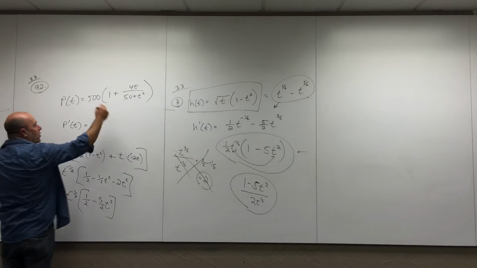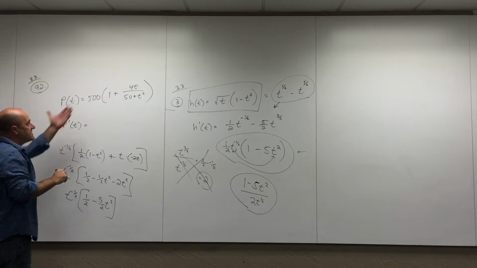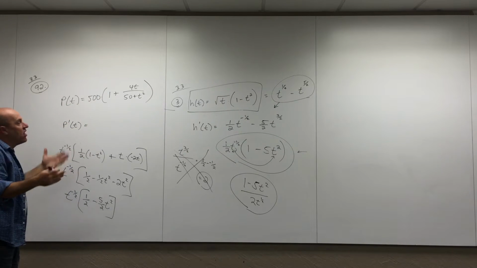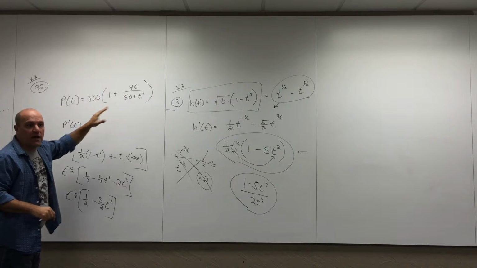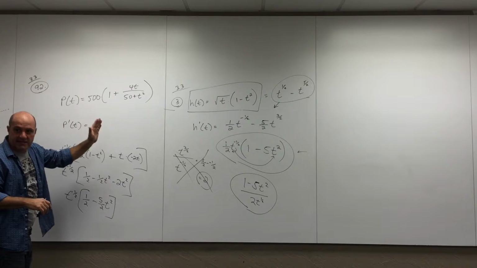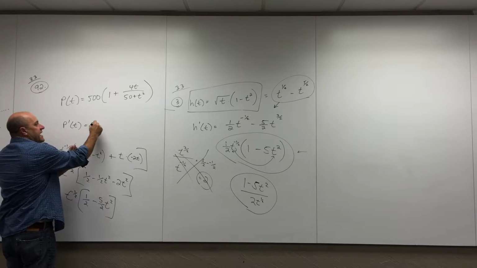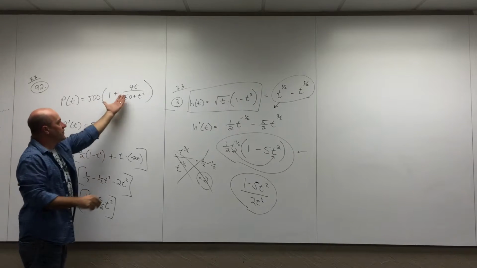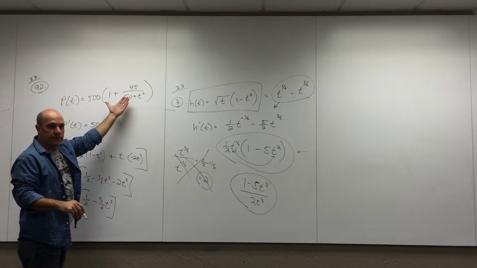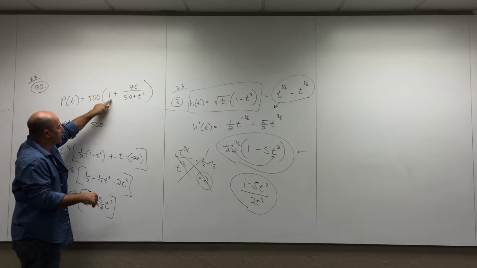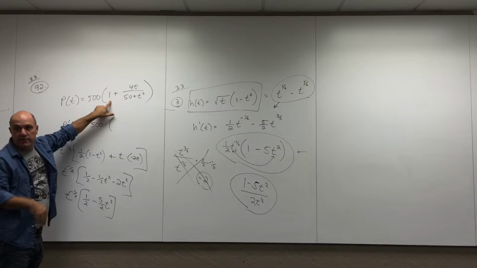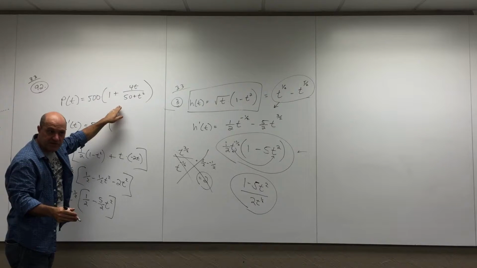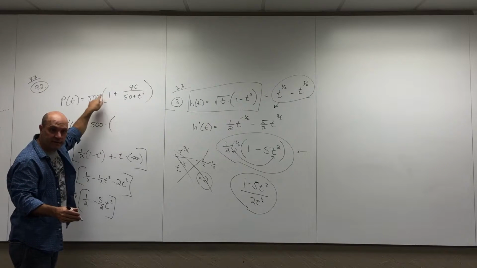I wouldn't call it a product, because that's a constant. I call it a constant times a function, and you're allowed to just slip past the constant. It stays there, and now you just go do this derivative. Okay, so here I am doing this derivative. Guess what? I run into this 1. What's the derivative of 1? Zero. Nothing. So that derivative is done. It's gone.